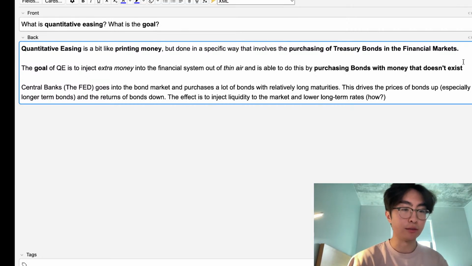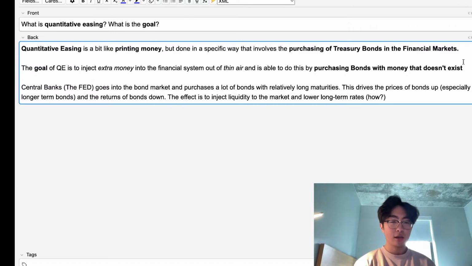Okay, so I think the big idea of quantitative easing is, it's a bit like printing money where you're injecting more money into the economy, but the way it does this is through the process of purchasing treasury securities, treasury bonds in the market, usually from prime dealers, prime brokers. And so the goal is to inject extra money into the financial system, pretty much out of thin air, through the process of purchasing treasury securities with money that doesn't exist.